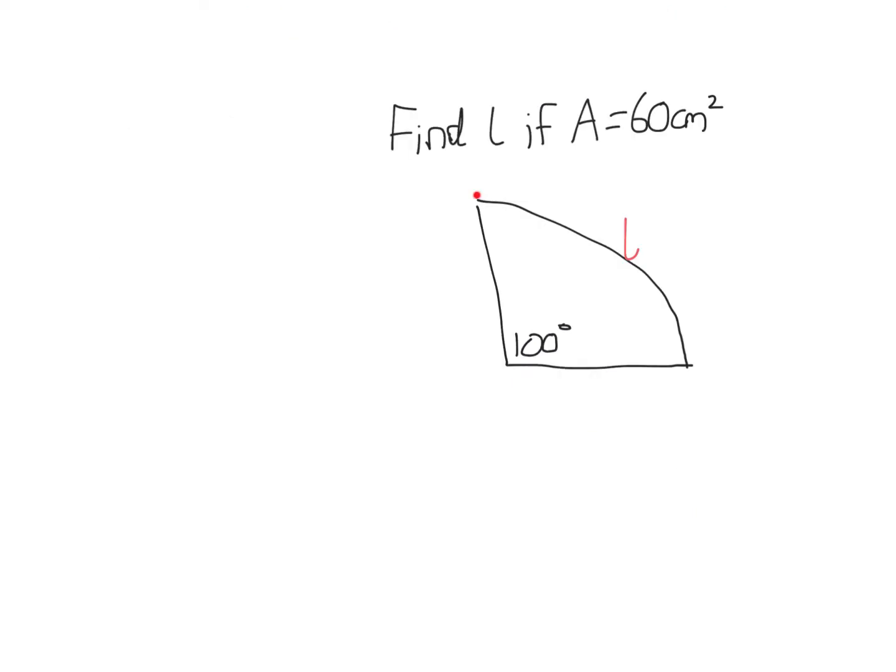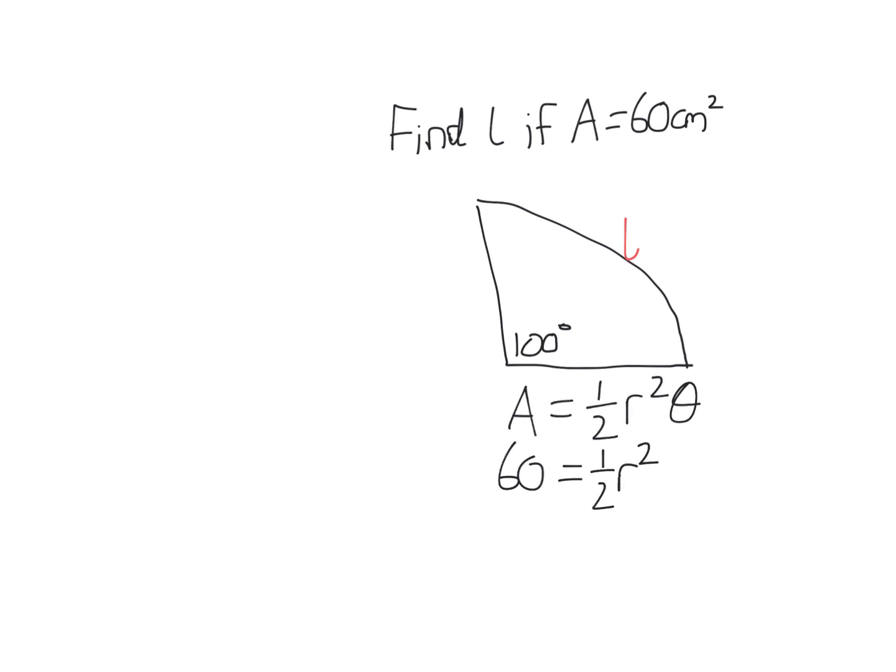So for this question, I need to find L, this arc length here. I can't find L unless I know the radius. So what I'm going to need to do is take that the area of this sector is 60 centimeters squared and use it to find the radius. So I know the area of any sector is a half r squared theta. So here A is 60 and I need to find r.